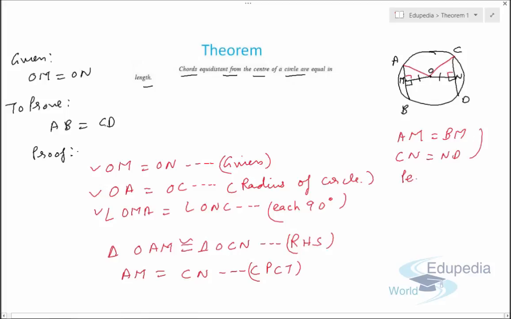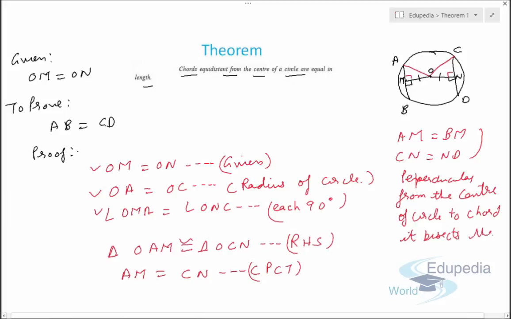Why? Because when we draw a perpendicular from the center of a circle to a chord, it bisects the chord, right? So this means they are equal, and we have proved that AM equals to CN. So we can write AM as half of AB, because it bisects, and CN we can write as half of CD. So this and this get cancelled. So we can say that AB equals to CD. So this is how we can prove these types of theorems.